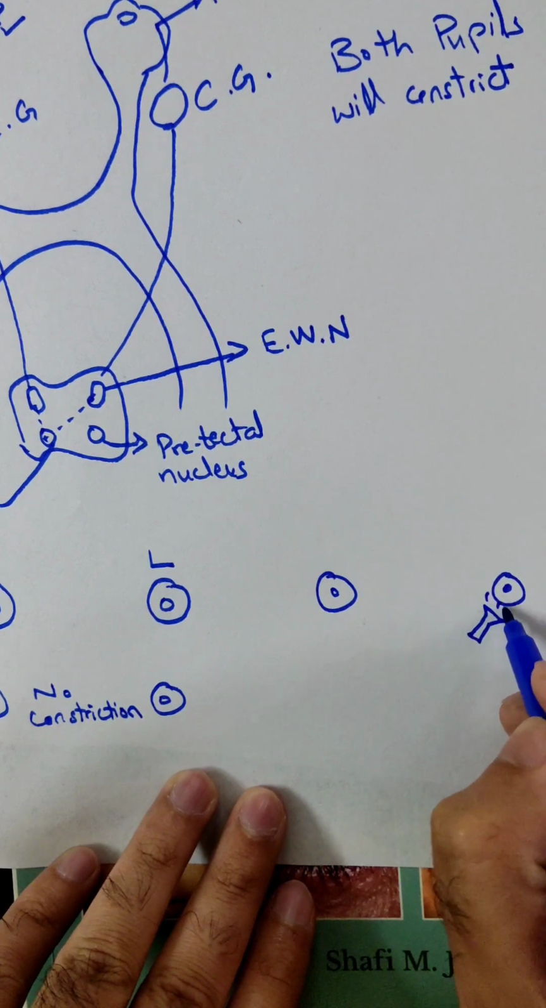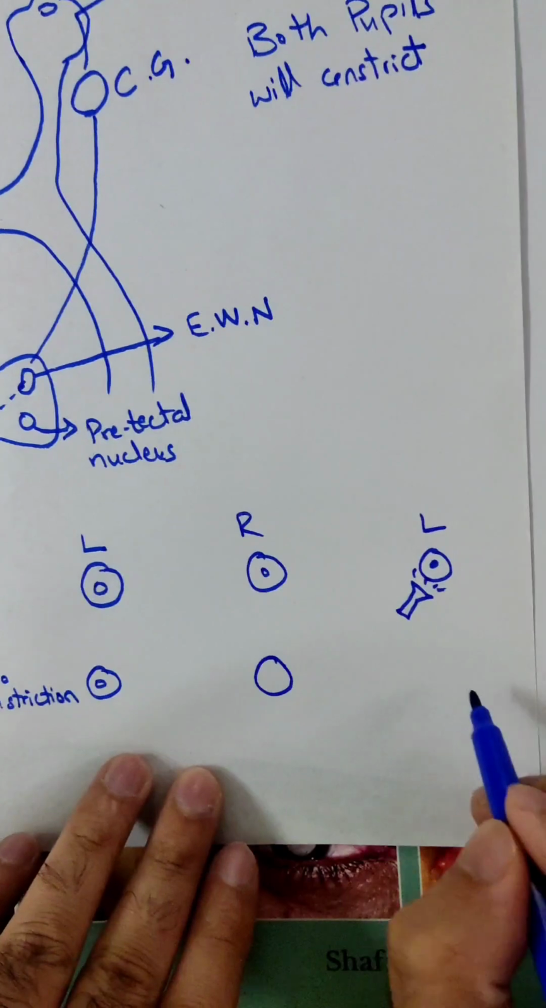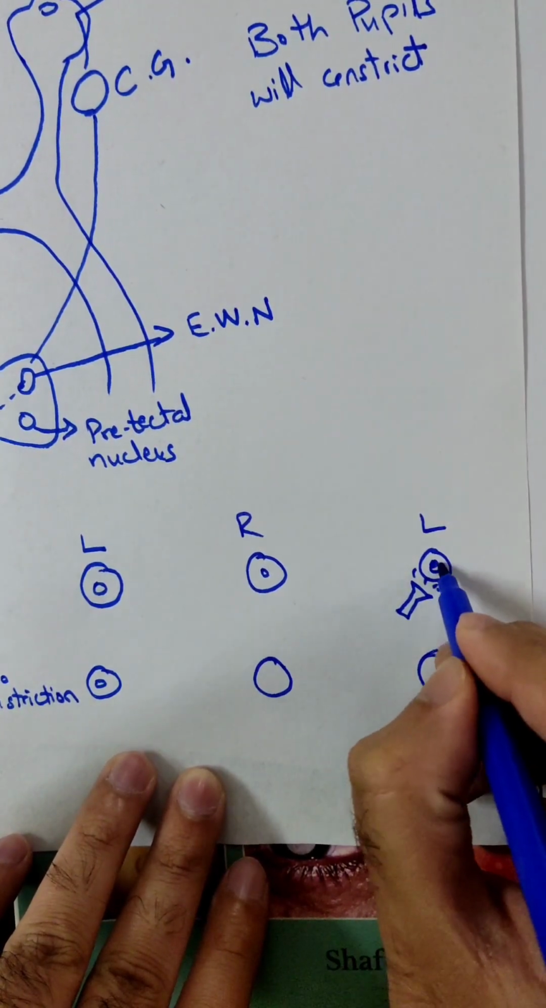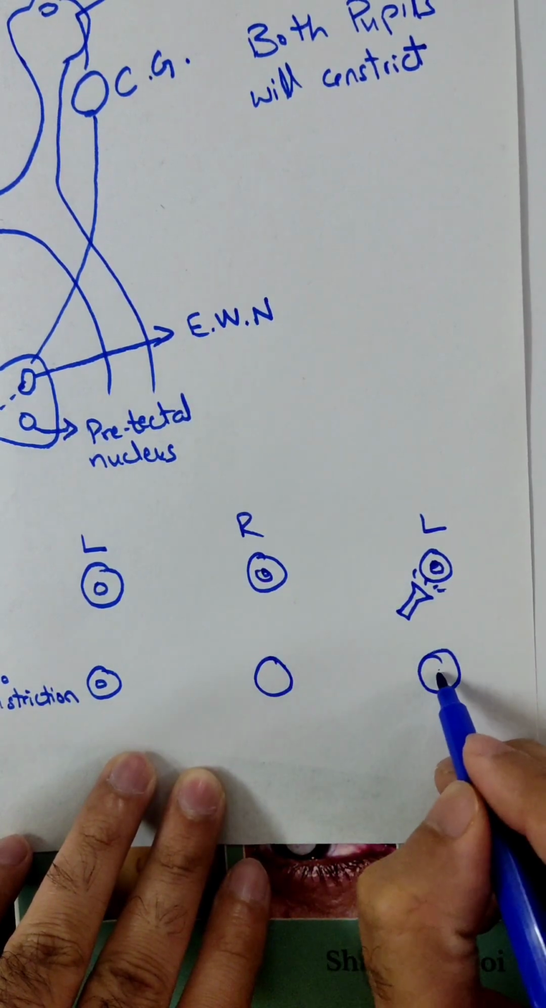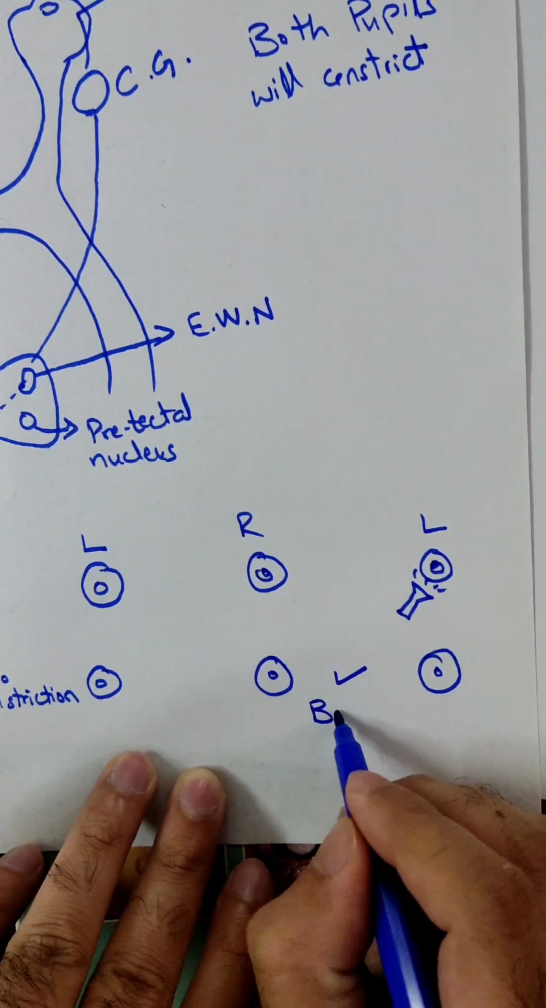Now you come to the other eye, the left eye, that has normal afferent fibers. In this scenario, let's assume it will result in direct light reflex of the same eye and the indirect light reflex of the other eye. So both pupils constrict.